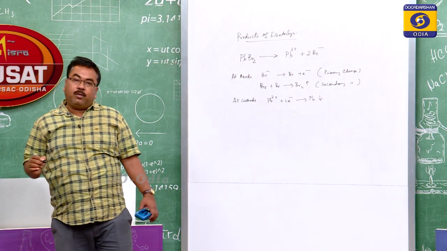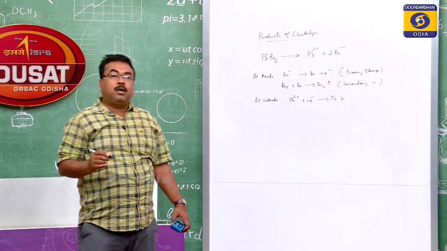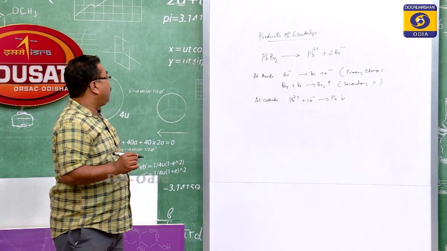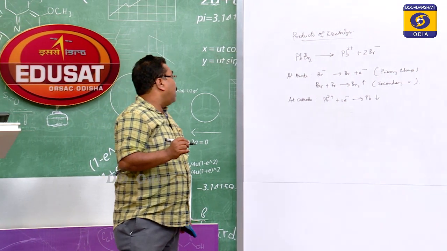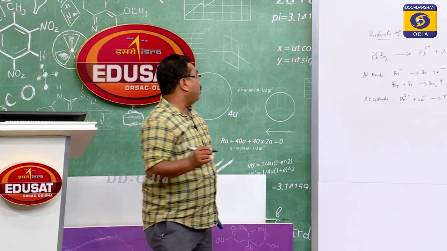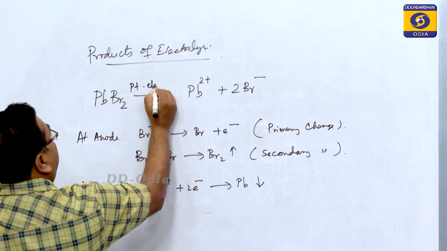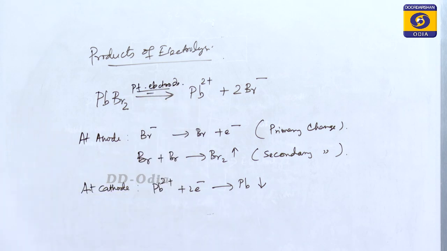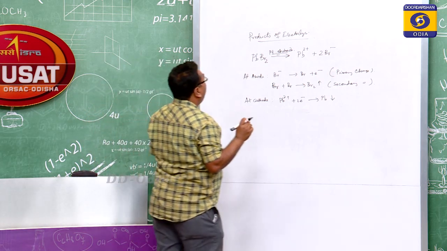The ultimate outcome, the products of electrolysis: while we electrolyze molten lead bromide, what we obtain is bromine gas liberated at the anode and lead deposited on the surface of the cathode, using a platinum electrode. So, this is the result. Now we shall cite one more example.